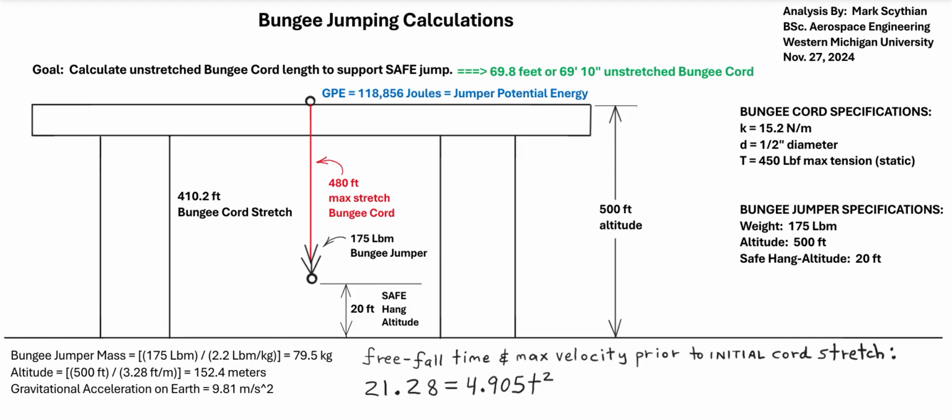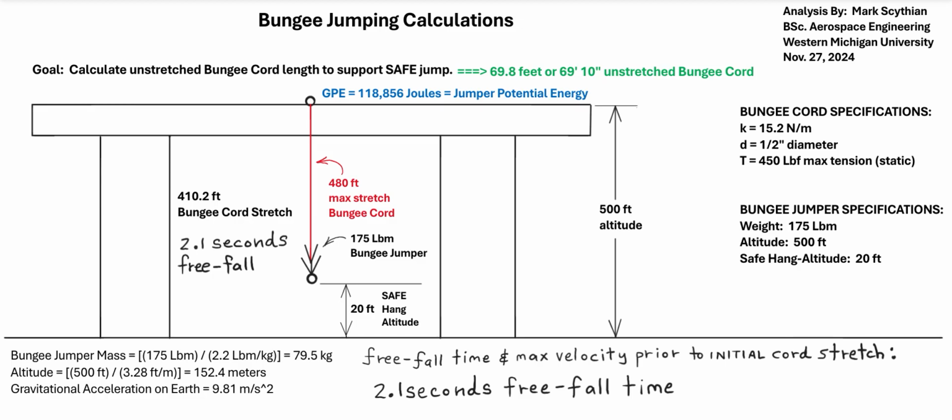So if we solve for T, we just divide 21.28 by 4.905, and this becomes 4.34, which is equal to T squared, and then we take the square root of 4.34 to solve for T. So this becomes 2.1 seconds of free fall time prior to initial bungee cord stretch.